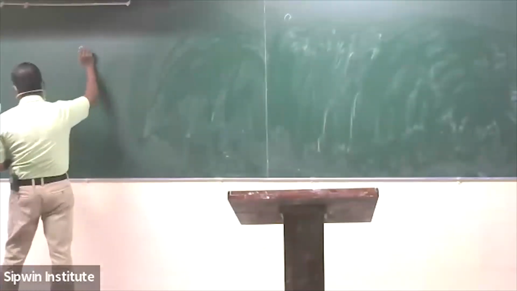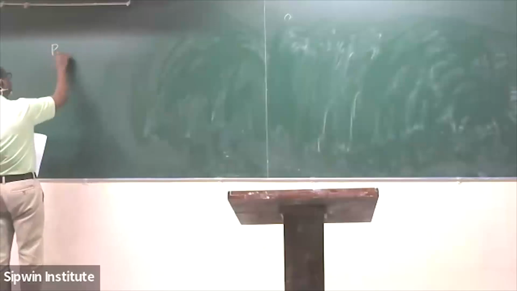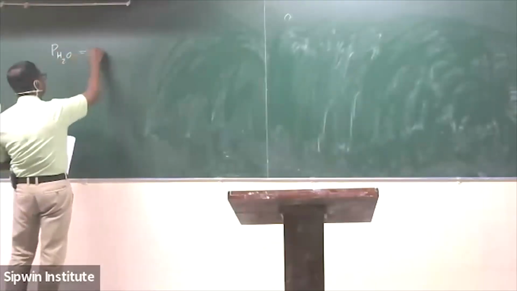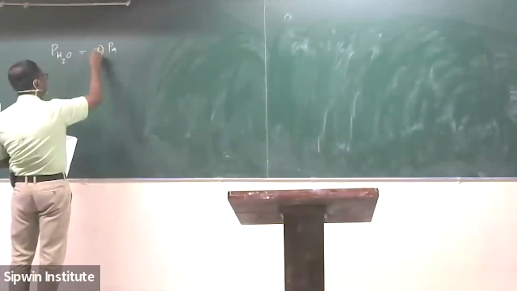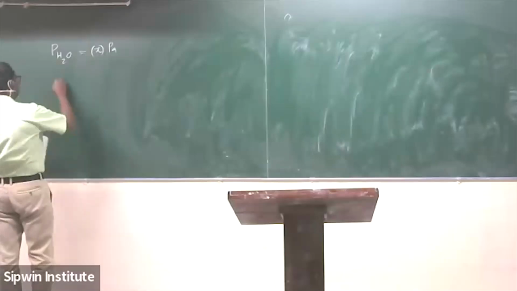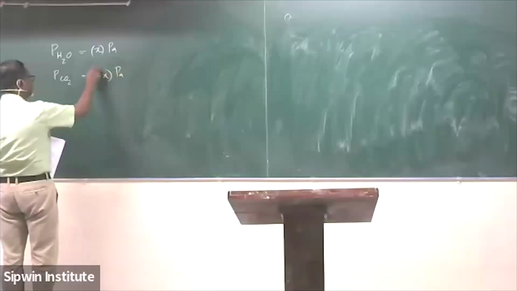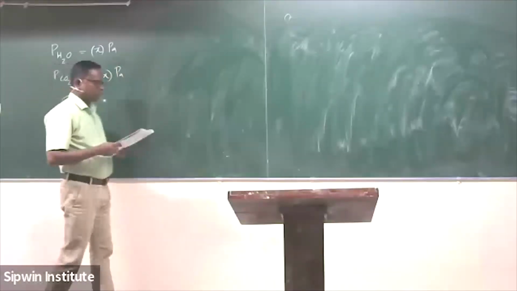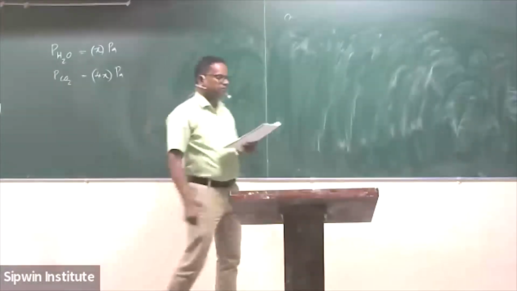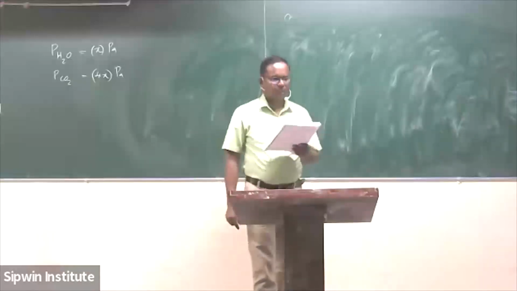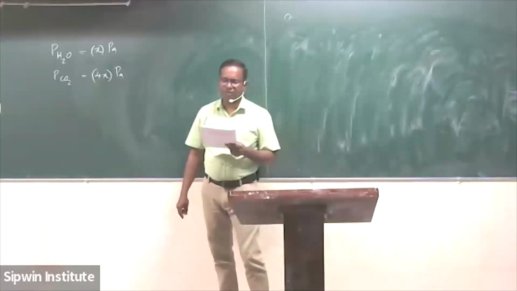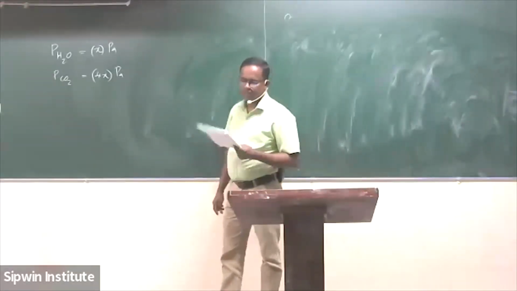Right. If you consider the partial pressure of H2O as x Pascal, the partial pressure of carbon dioxide is given as 4 times, so it is 4x. Calculate the partial pressures of carbon dioxide and water under these conditions.